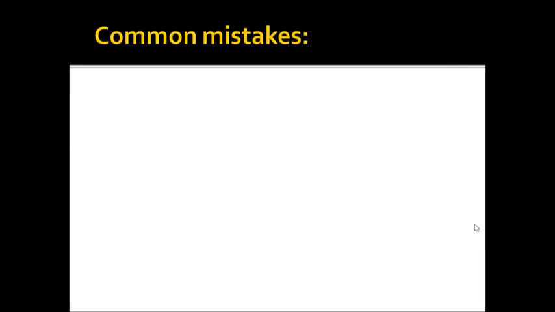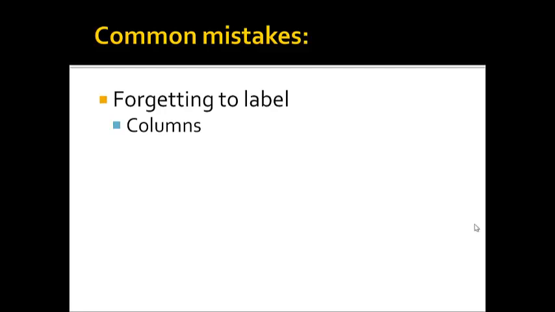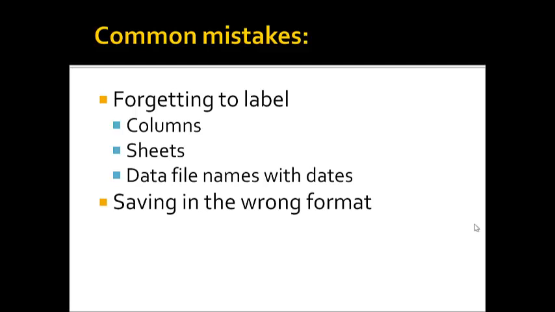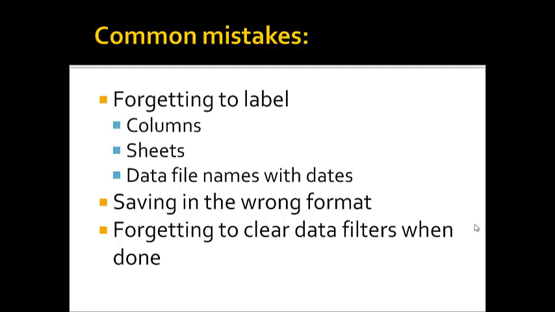Last, let's talk about some common mistakes that people make when they're filtering data. One problem is doing all this work and not labeling columns, sheets, or saving with an appropriate file name. The second problem that people experience is they accidentally save the spreadsheet as a web document. Be sure when you first download the file to save as a Microsoft Excel worksheet. The last problem, of course, that happens very often when we're working with these data files is not clearing the data filters from one subject area to the next.